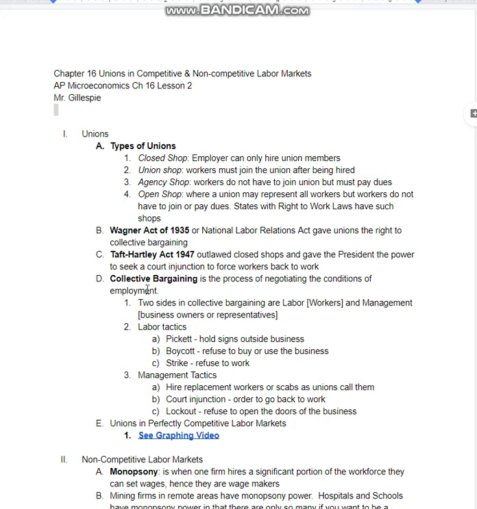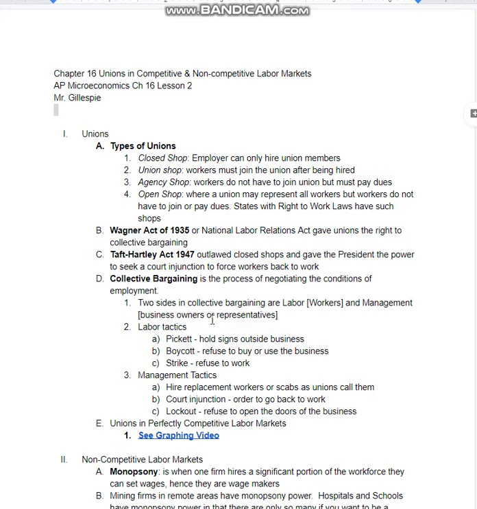And so, what is collective bargaining? This is the process of negotiating the conditions of employment. Generally, your wages, your working hours, and the working conditions. The two sides in collective bargaining are labor and management. Labor represents workers, management represents the owners or their representatives.